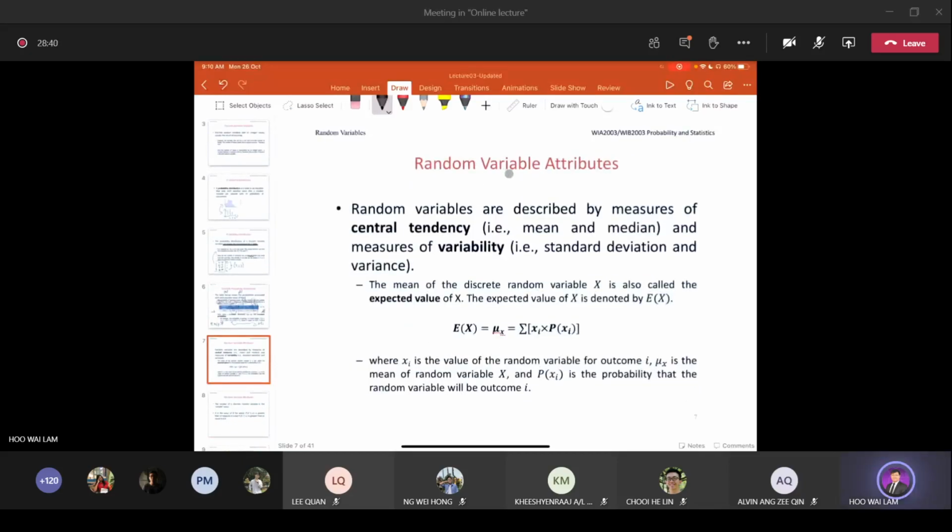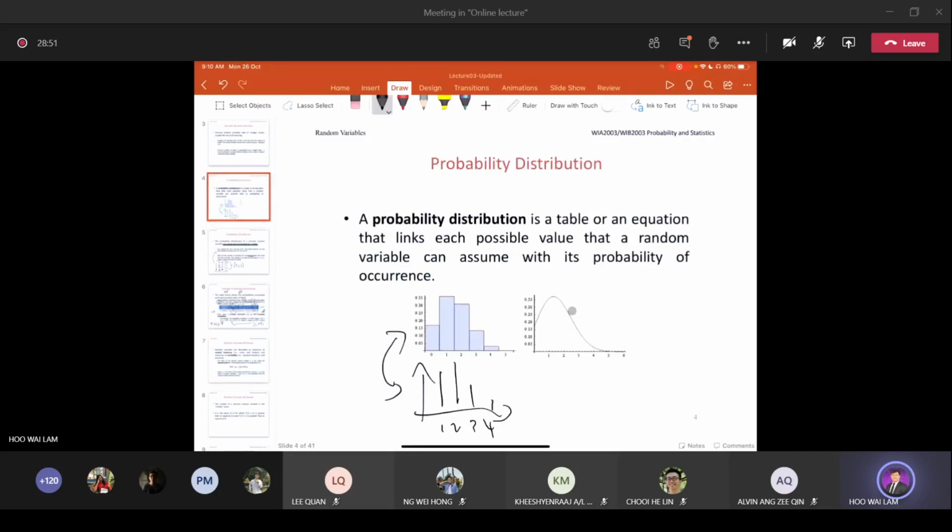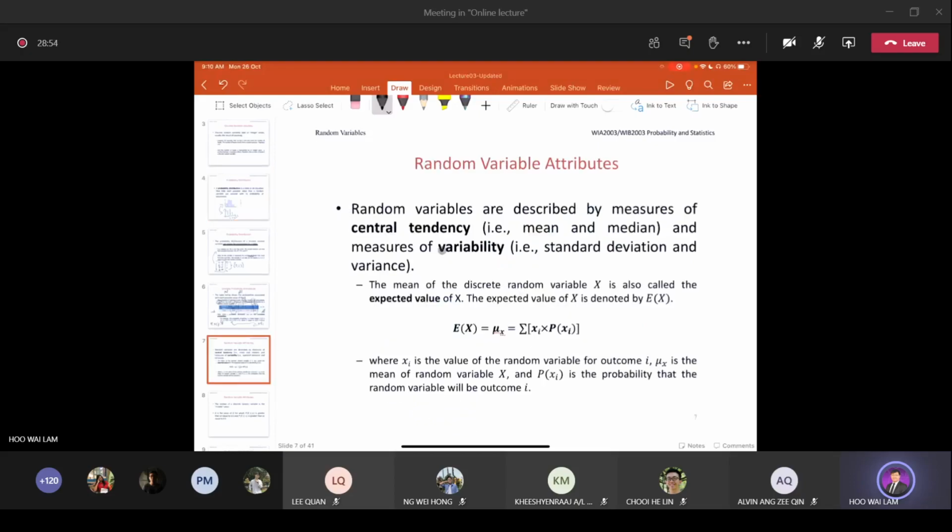So for a random variable, you always have some measurement to represent the curve or the shape of your distribution. And for you to represent it, usually you use a central tendency and also variability. Central tendency is actually quite familiar to you. Basically, it's mean, mode, and median. How about variability? Standard deviation and variance basically try to tell you how far away your data can be scattered.